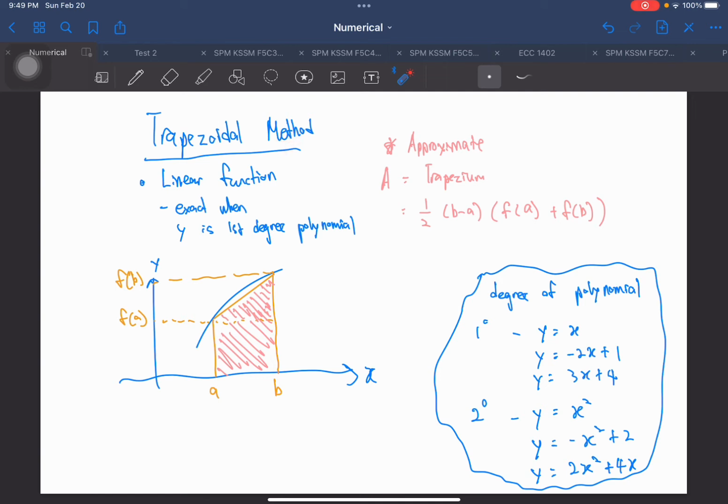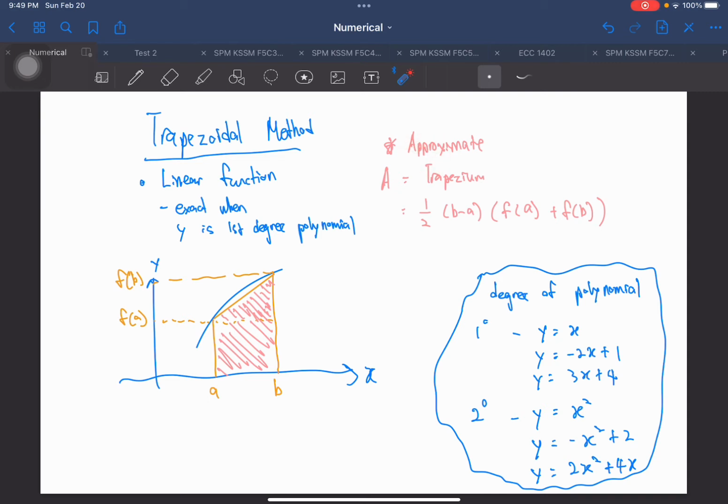Okay, so the trapezoidal method is basically using a linear function to approximate the area under the curve. Since you are using a linear function, this approximation is exact when y is a first degree polynomial. So what is meant by exact? Meaning that the approximate area under the curve is the exact area under the curve.